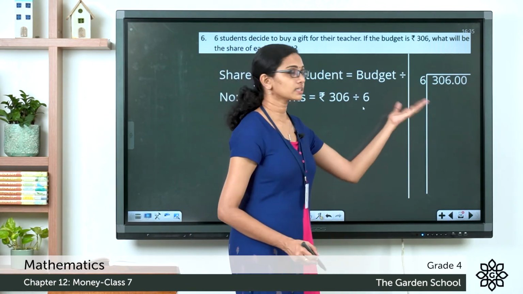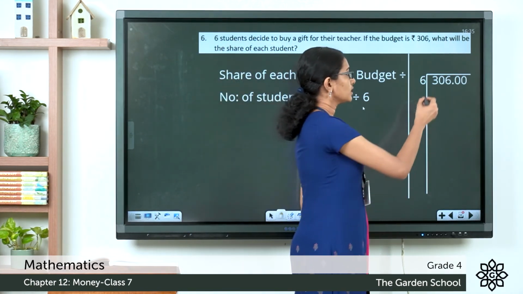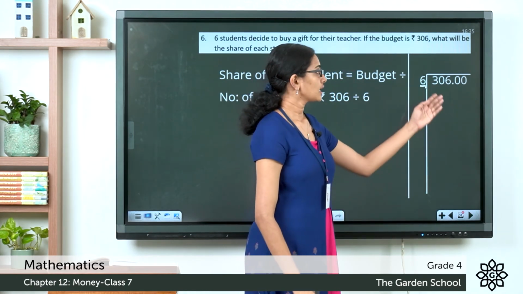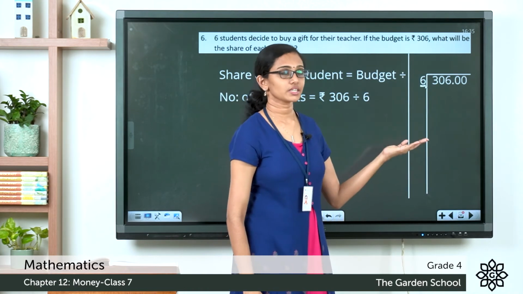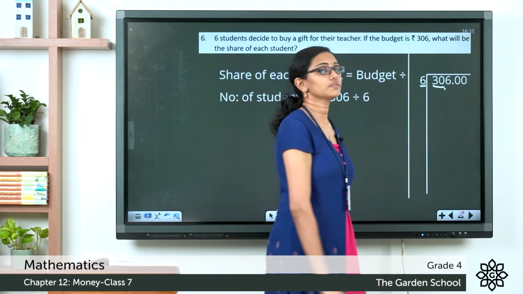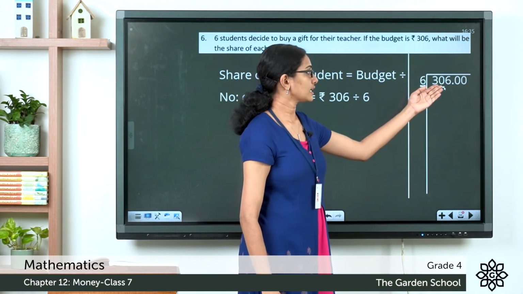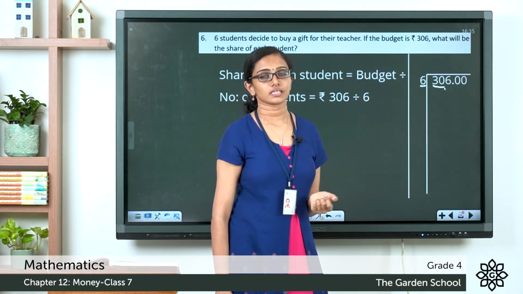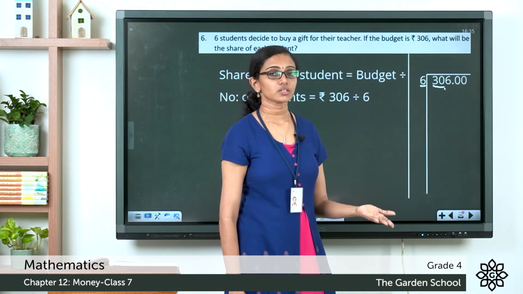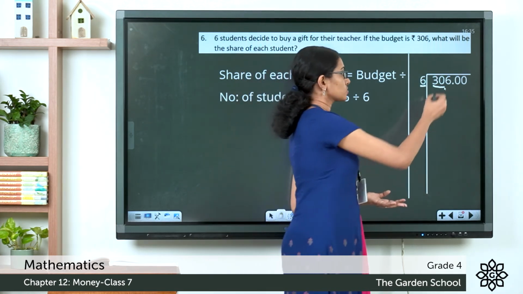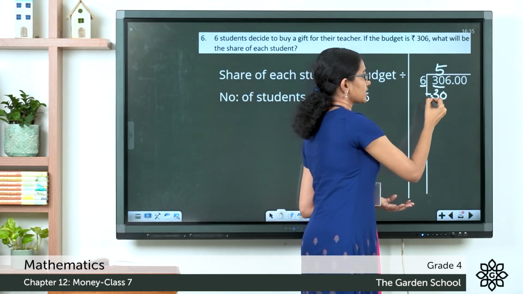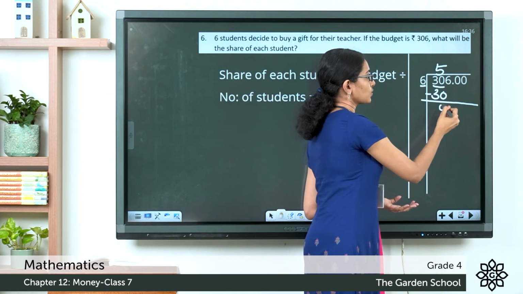So here we have written the amount in the proper way for division. So the divisor is 6, the number of students, and the first digit of the dividend is 3, which we cannot divide by 6. So let's consider the first 2 digits of the dividend. So here we have 30 divided by 6. And from the table of 6, we know 6 5s or 5 6s are 30. So let's write 5 here. Now 5 6s are 30. Subtracting the numbers, we have 0 here.